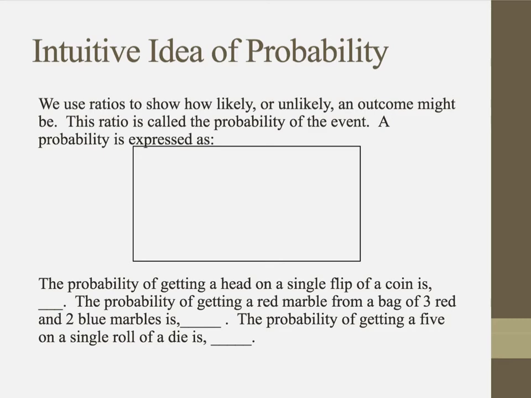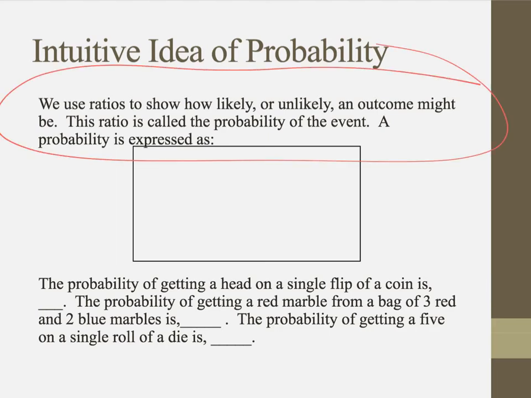So now we're going to tie in some probability along with this wonderful fundamental counting principle. So we use ratios to show how likely or unlikely something is to happen. If we jump down here, a single flip of a coin, getting heads on a single flip of a coin is what? 50% chance, or we'll write it as 1 out of 2.